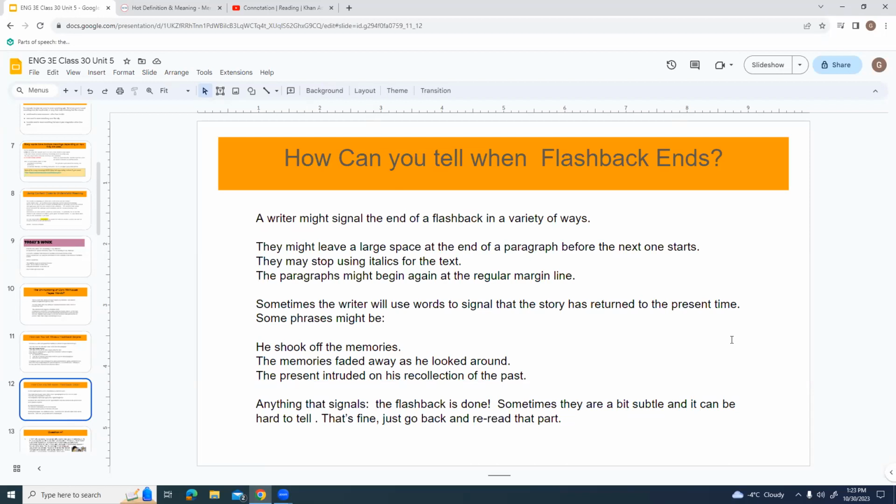Sometimes the writer will use words to signal that the story has returned to the present time. Some phrases might be, he shook off the memories. The memories faded away as he looked around. The present intruded on his recollection of the past. Anything that signals to the reader the flashback is done. Sometimes they're a bit subtle and it can be hard to tell. And that's fine. If you're suddenly confused, that's probably a signal that the flashback has ended. Go back and read that part and you can usually find where they've switched over.